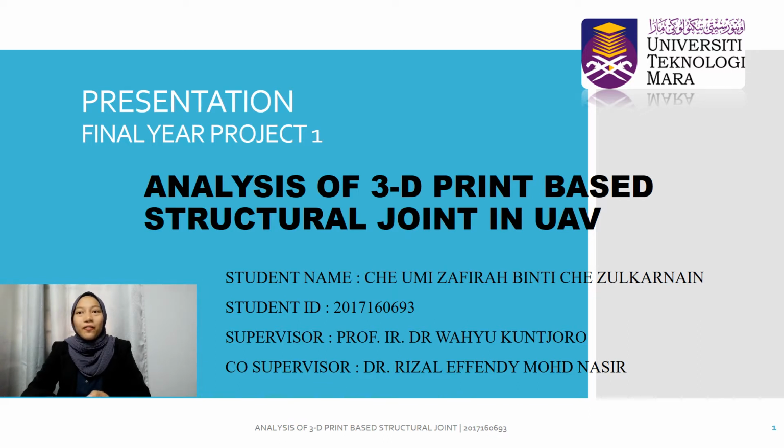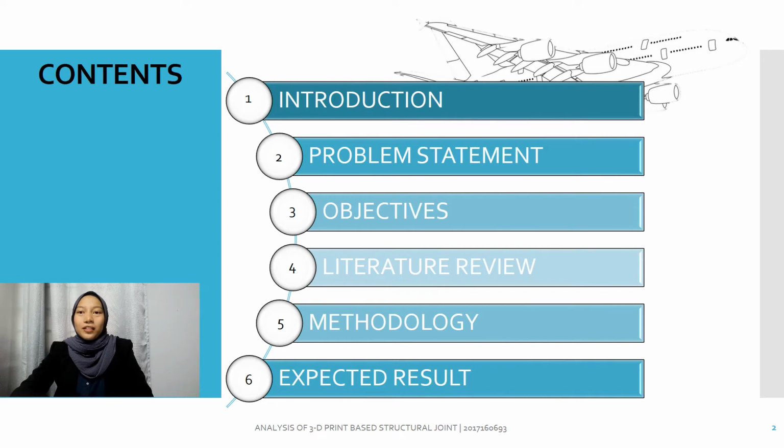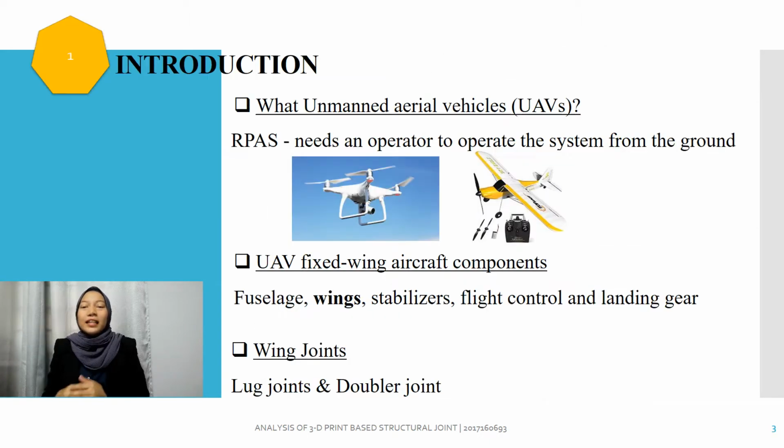So this is my video presentation on analysis of 3D print based structural joint in UAV. This presentation consists of 6 elements, which is introduction, problem statement, objective, literature review, methodology, and expected result. In this introduction section, I will briefly explain you what is UAV and the scope for this project.